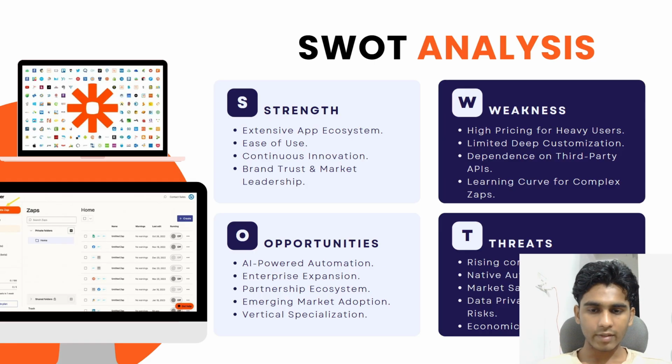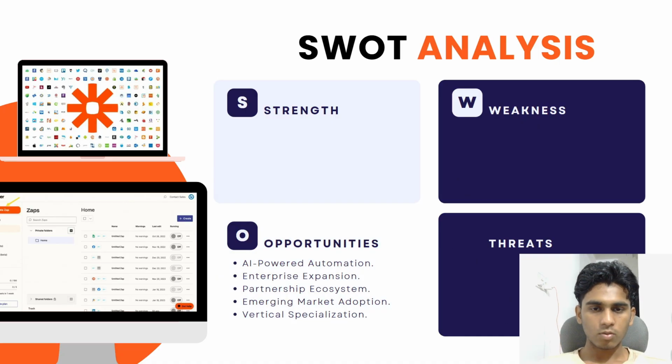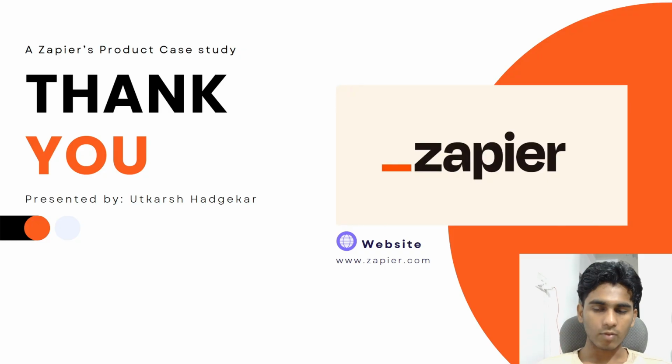Then the opportunities are AI-powered automation, enterprise expansion, partnership ecosystem, emerging market adoption, and also vertical specialization. Then we have threats. Rising competition is there. Native automation tools are available in the market. There is also market saturation because of the booming technology of AI, and also data privacy and compliance risk and economic slowdowns.